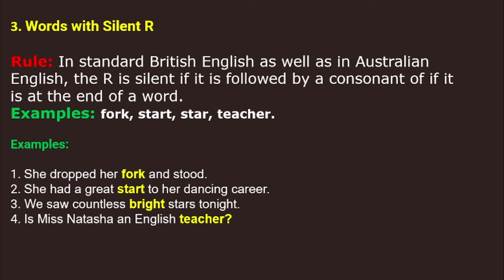Let's look at a third word with silent R. Let's look at the rule. In Standard British English as well as in Australian English, the R is silent if it is followed by a consonant or if it is at the end of a word. Let's look at the examples. Fork, start, star, teacher. Let's look at the examples. She dropped a fork and stood. She had a great start to her dancing career. We saw countless bright stars tonight. Is Miss Natasha an English teacher?